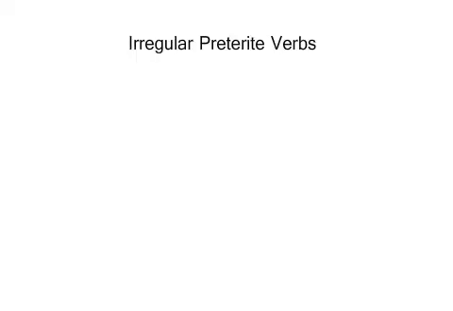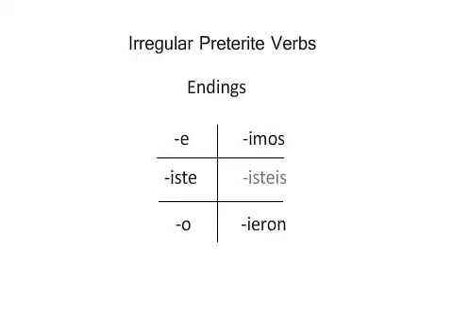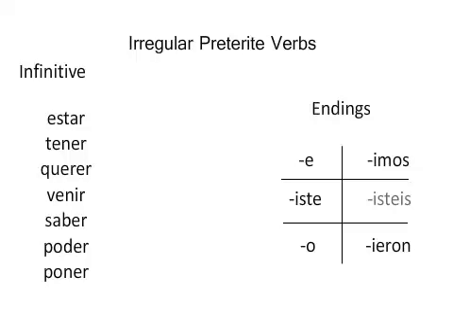We're going to start first with quite a few verbs that share the same set of irregular endings. So make sure that you get these down. Notice that we have no accent marks in these endings. That's part of what makes them irregular. Here's a list of verbs that use these endings: estar, tener, querer, venir, saber, poder, and poner. You may not know all of these, but you'll know a lot of them, and they're all fairly common, important verbs.